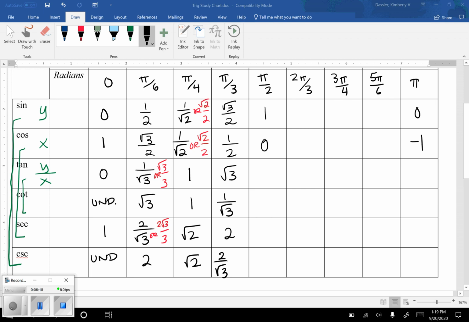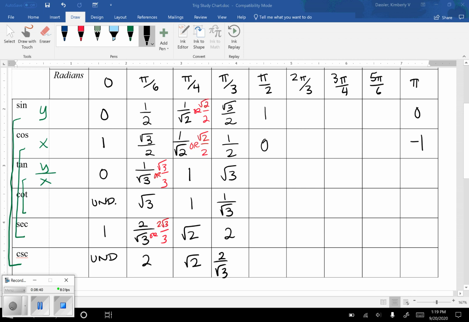Once we do that, we can always get our tangent again by just dividing the sine by the cosine, or you can look at the triangle to see that the opposite over the adjacent for a pi sixth or 30-degree angle would just be 1 over root 3, which is also root 3 over 3.